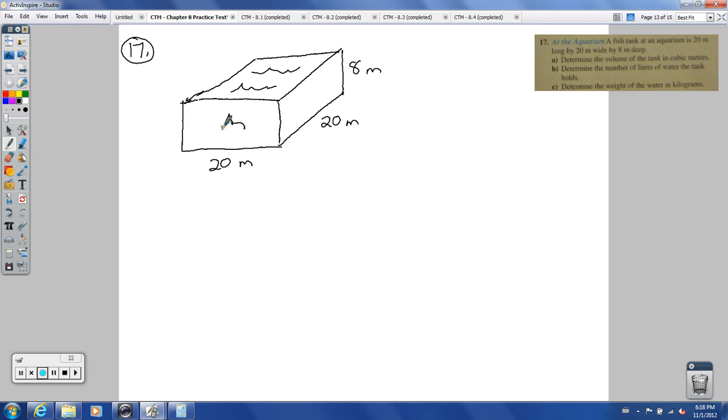Let's see how ugly I can make my fish. Someone's got a snaggled tooth right there. So there's some fish in here.